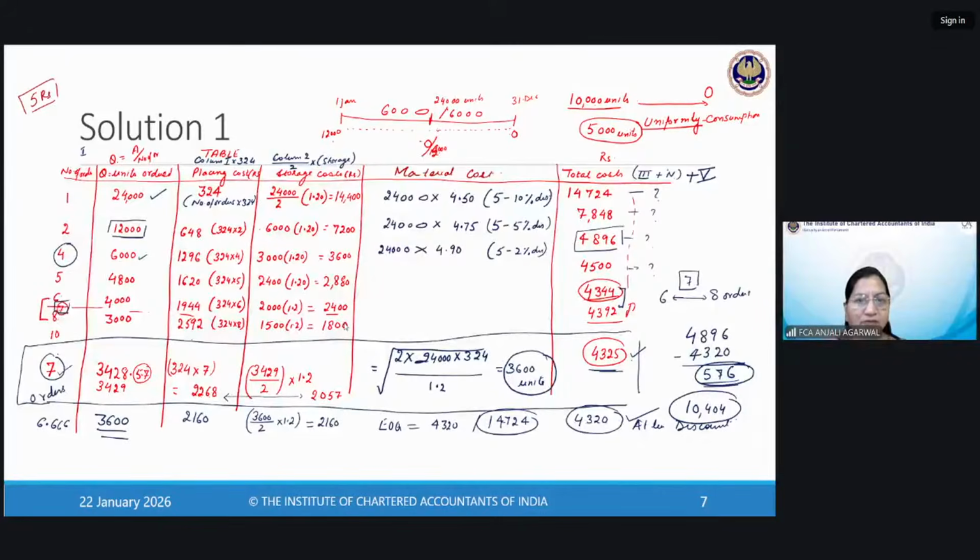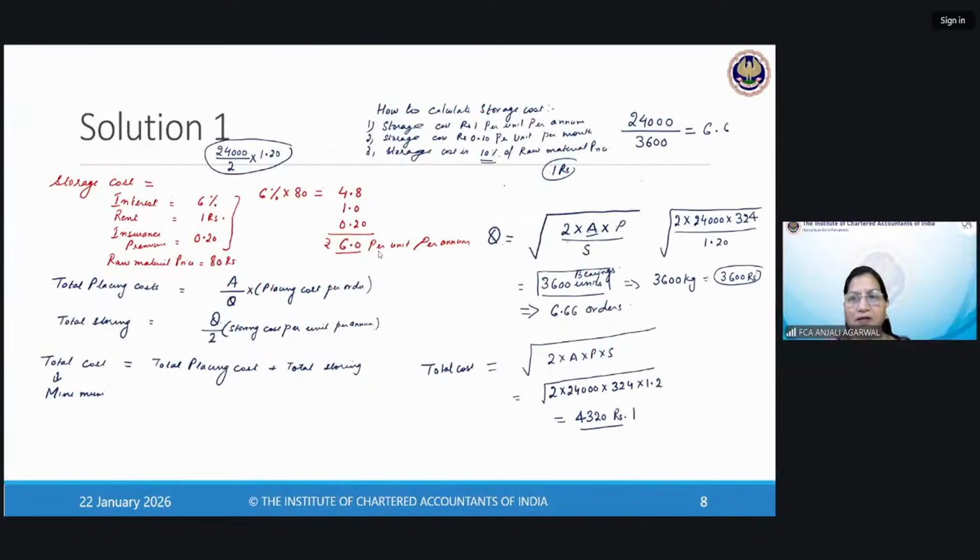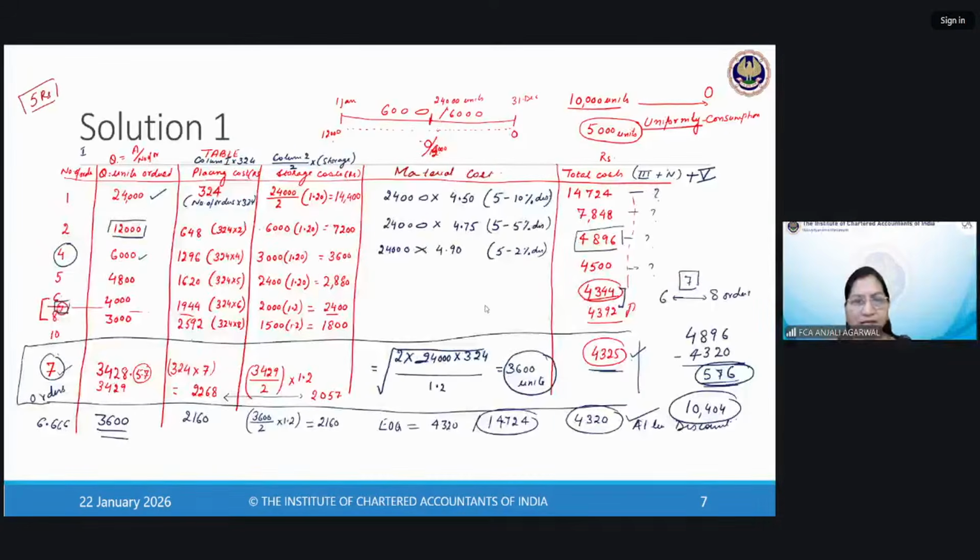However, if the same thing was done using the formula, our answer would have been 6.66 orders, and we were supposed to order 3,600 units. And you can see at exactly 3,600 units, the placing and storage cost is exactly equal to 160. Though with 7 orders, we have 5 rupees extra, which we have to pay. Right?